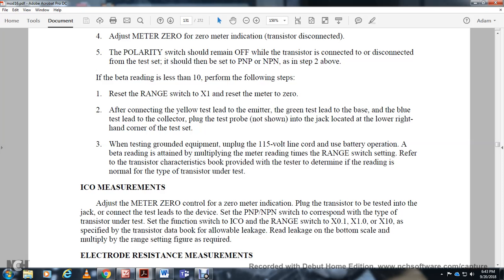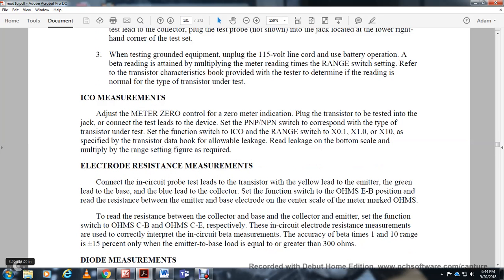Set the positive or negative switch corresponding to the type of transistor, and set the function switch to ICO. Set the range switch to times 1, 10, 1, or 10 as specified in the transistor data book for allowable leakage. Read the leakage on the bottom scale and multiply by the range setting as required.